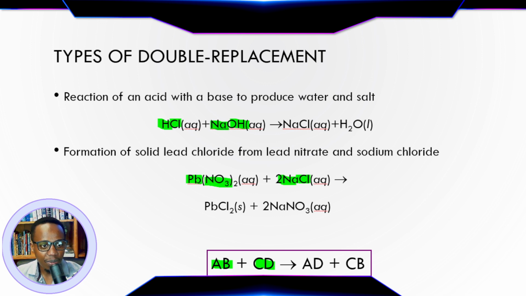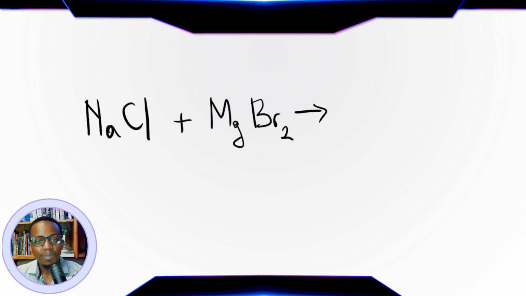And we need to be able to predict them. So let's look at an example. Let's actually go back to the example that I gave you at the beginning of the video. All right. NaCl plus MgBr2.